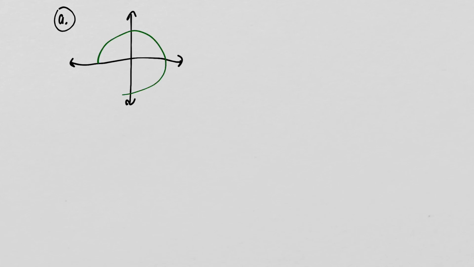Starting a new page, we'll look at part A. Let's begin by drawing our unit circle. So here's our unit circle, and the angle that we were given was theta equal to 7 pi divided by 6. We know this angle here is pi, which means that 7 pi divided by 6 is going to be in the third quadrant, somewhere over here.